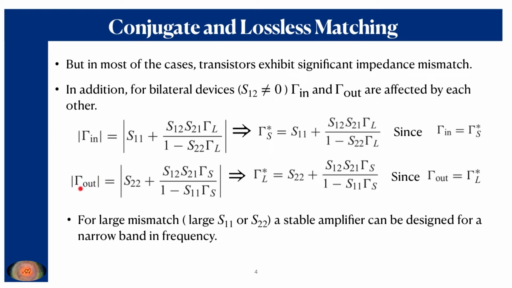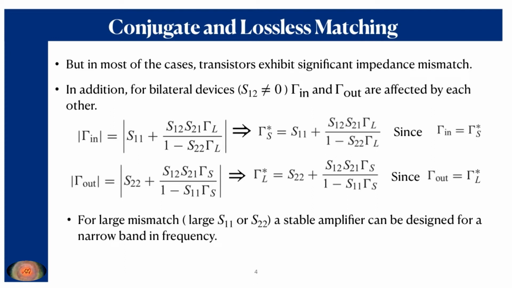And the gamma out is also related with this gamma S. So gamma L is the reflection coefficient associated with the load matching network, whereas this gamma S is the reflection coefficient associated with the source matching network. So there is a relation between the losses at the input side and the losses at the load side. Similarly, losses at the output side are related with the losses at the source side.